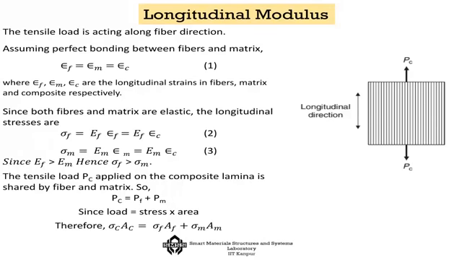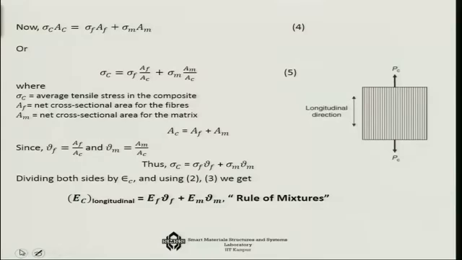Similarly, Pf is sigma f Af, and sigma f is denoted by Ef epsilon c. Similarly, Pm is sigma m Am, where sigma m is Em epsilon m, and that is nothing but Em epsilon c. And your Pc is nothing but sigma c Ac. So if I work on this whole thing, where do we reach?